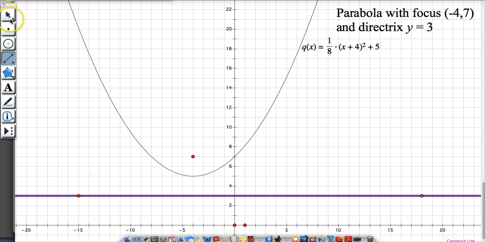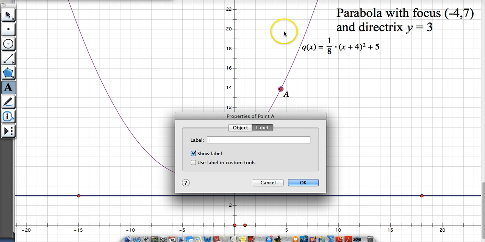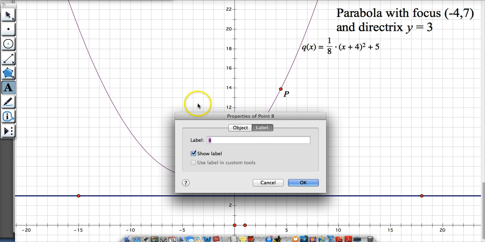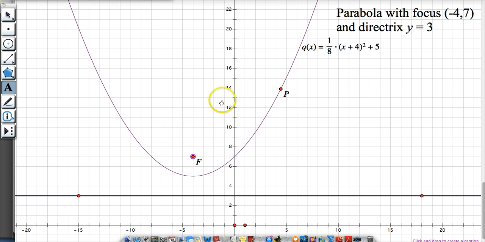Okay, I'm also now going to need an arbitrary point that's on the parabola. So we'll put that point there. And just to keep it consistent with what we've done in the lesson, let's call that P. And this point here, which is the focus, to keep it consistent, again, we'll call that F. And I also need to find the point that's directly below P on the directrix.